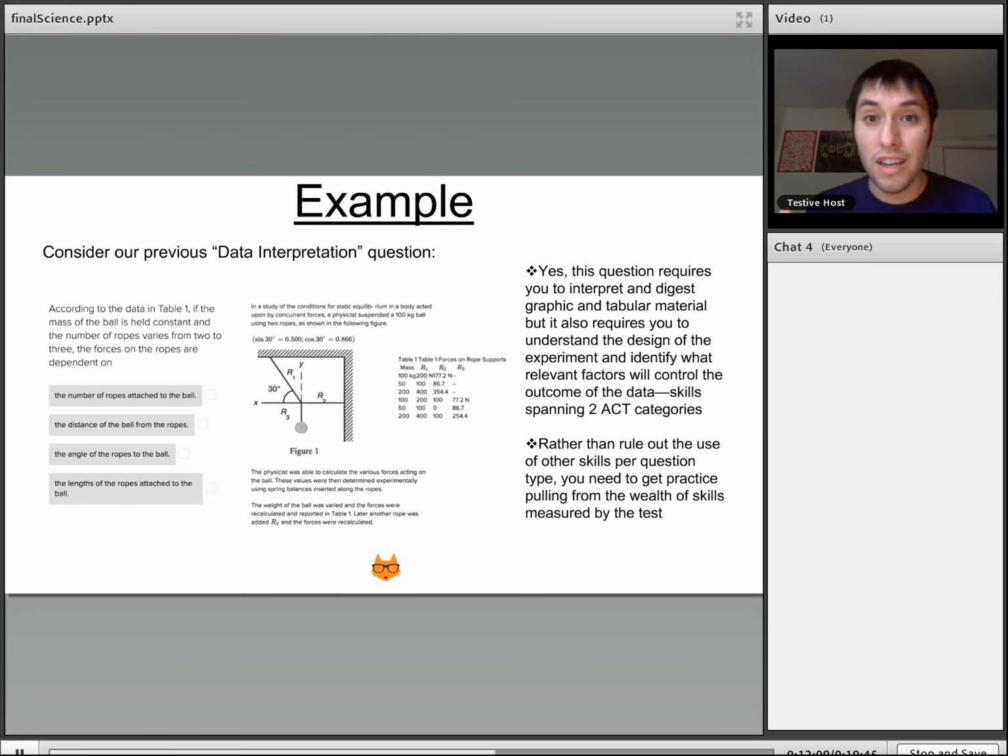I guess on the exam, you'll do much better if you're used to pulling from all sorts of skills that you need for answering questions for this test. So rather than rule out the use of other skills per question type, you need to get practice pulling from a wealth of the skills that are measured by this test.